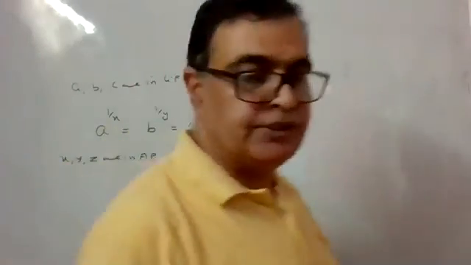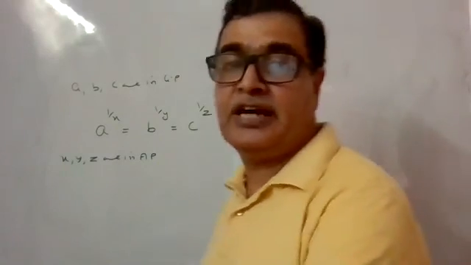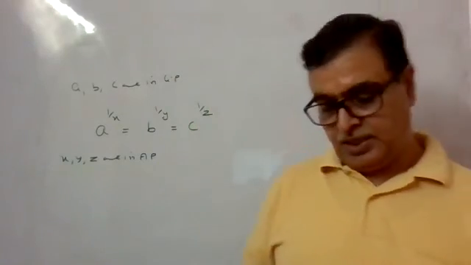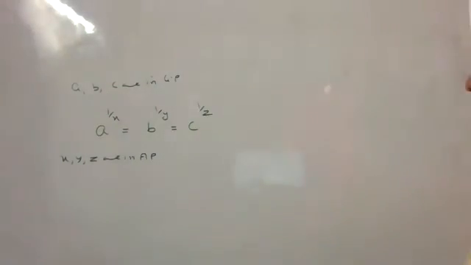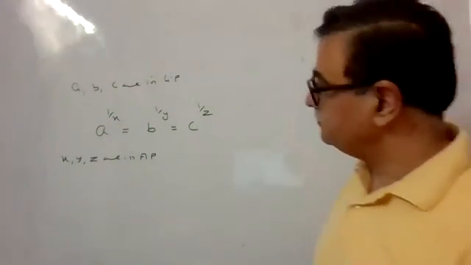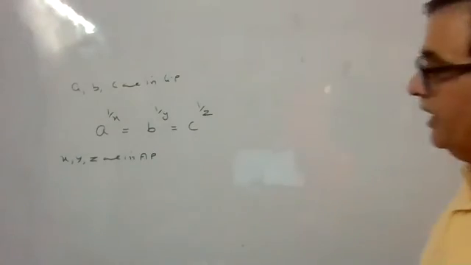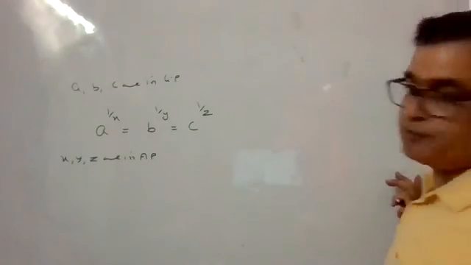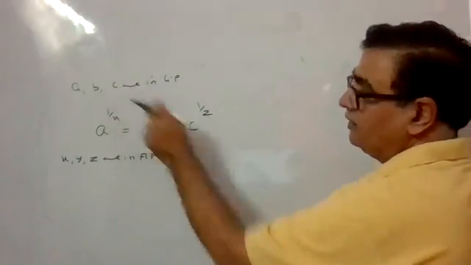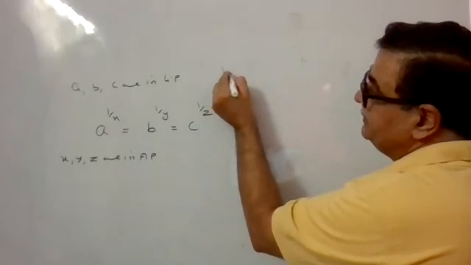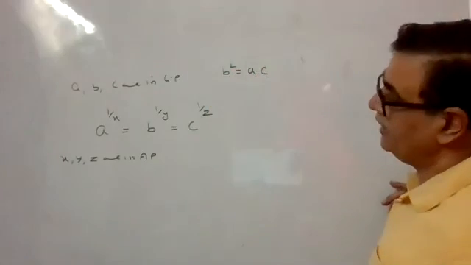Tomorrow we'll finish this GP chapter, and after that special sequences are not in the syllabus, so we will be going on to the next chapter. X, Y, Z are in AP, we have to prove. This condition is given. What does this indicate? B square is AC. Right or no?